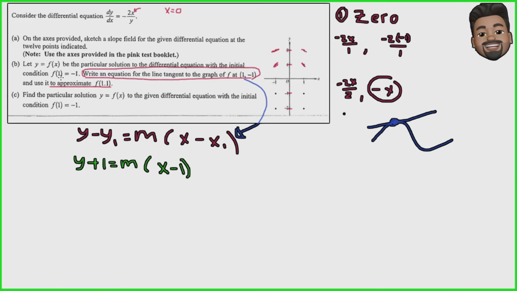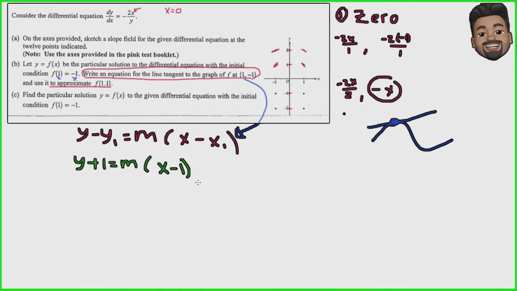Well, it gave us the point. The x value is 1. Let me put an x right here, and the y value is negative 1. So I plug in the 1 for the x. That's why it's x minus 1. And then I'm going to plug in the negative 1 here. Well, this is going to be y minus negative 1, so that's going to turn into a positive 1. So that's why I got this bottom row filled out right here.